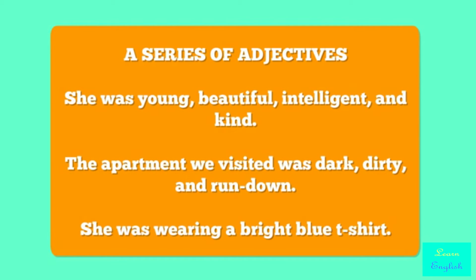Third, a series of adjectives. A list of adjectives usually requires commas. However, if an adjective is modifying another one, you do not separate them with a comma. She was young, beautiful, intelligent, and kind. The apartment we visited was dark, dirty, and run down. She was wearing a bright blue t-shirt.